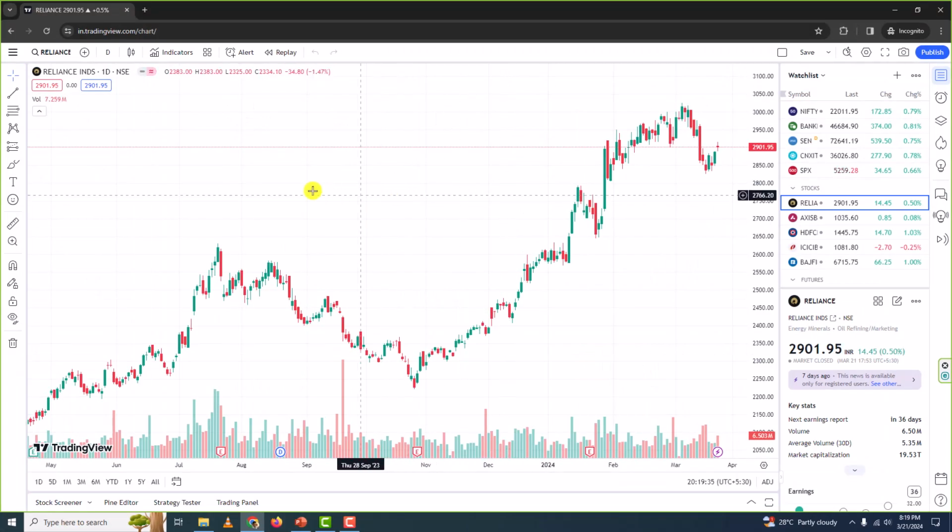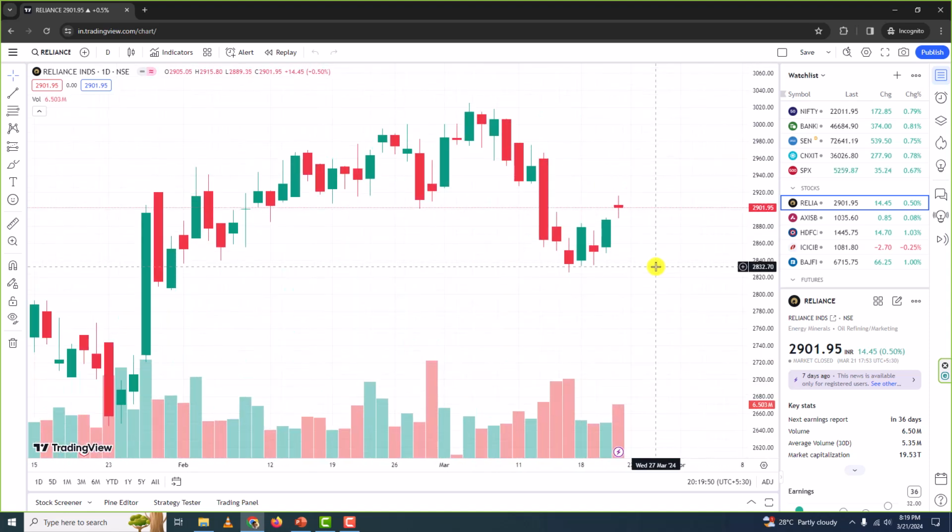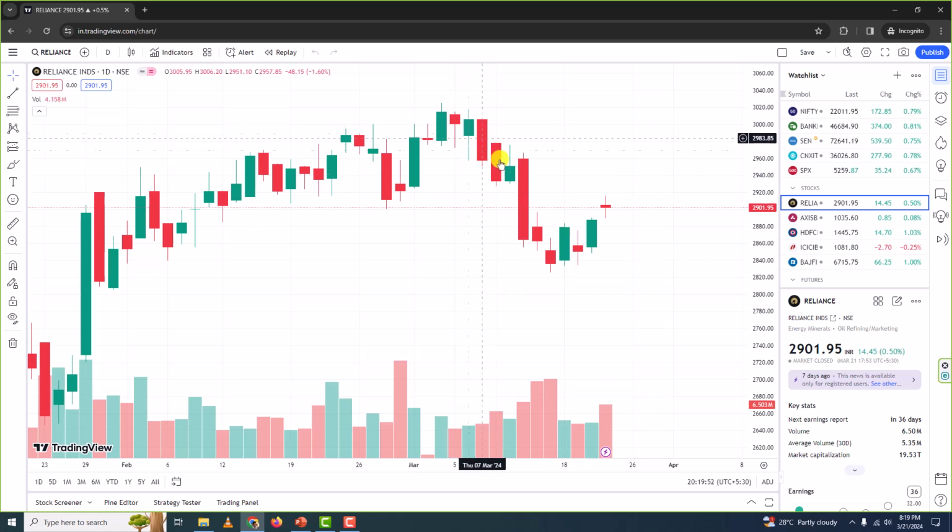Alright. I am in tradingview.com and I have opened the chart of Reliance company. Now let me zoom in on the chart and you can see the candlesticks here. What you are seeing here is a candlestick of 1 day time frame.